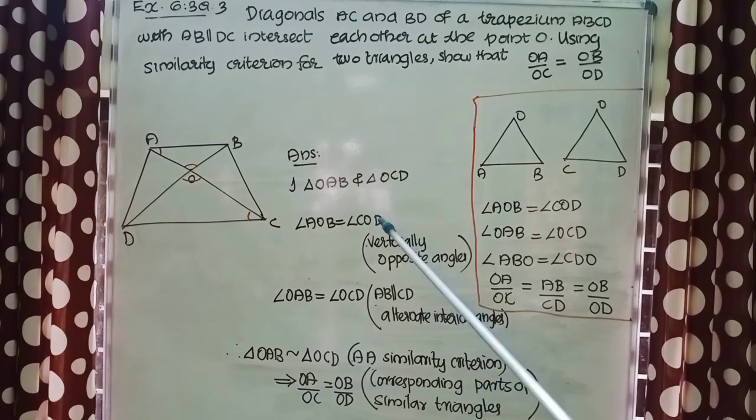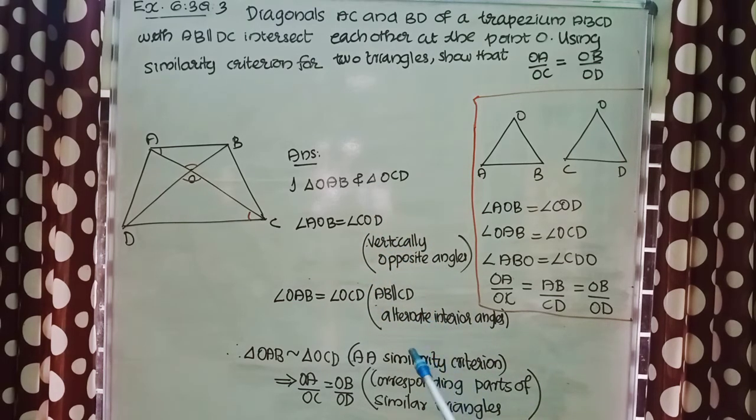So here we got one angle, here we proved one more angle. Two pairs of angles are equal. So we can conclude by AA similarity criterion, triangle OAB is similar to triangle OCD. If they are similar, we can say OA by OC equals OB by OD because they are the corresponding parts of similar triangles.